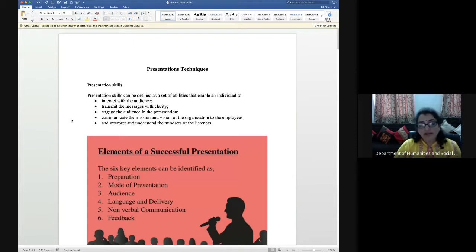For that, you have to maintain the level of the audience, so that you can increase your level if the level of the audience is higher. And if it is lower, like if you're talking to children or to people who do not have the basic idea of the subject, then you have to lower your level of conversation. So you have to transmit the message with clarity, so that the audience is able to understand what you are saying.